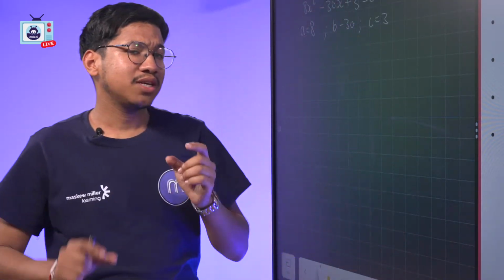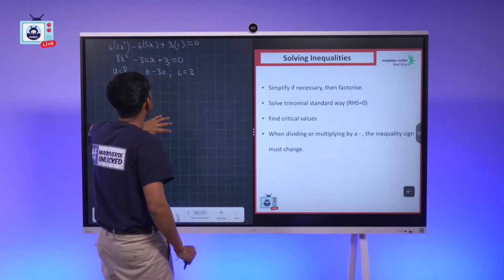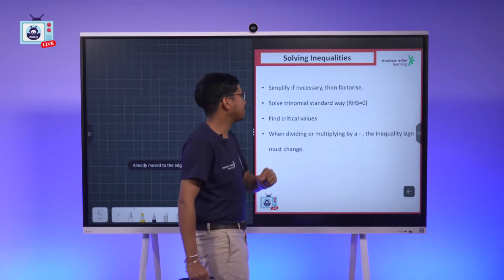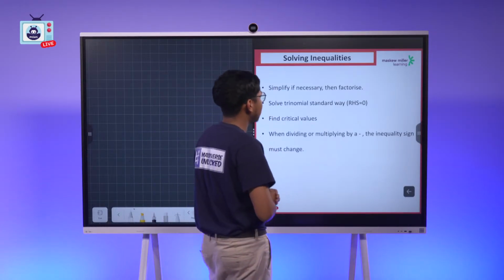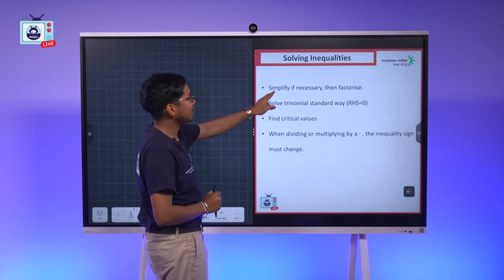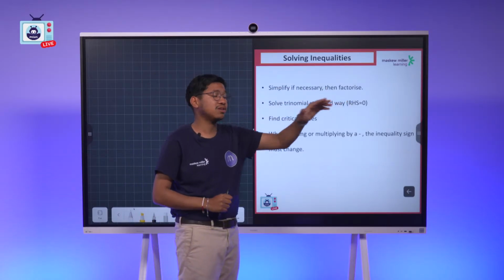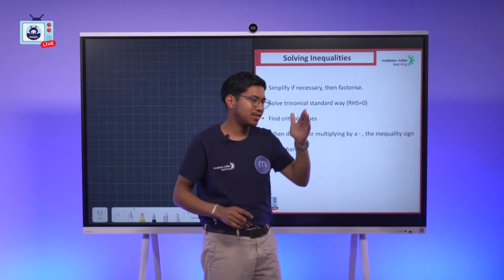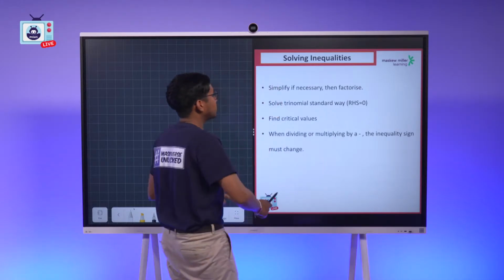Solving inequalities is another new part that you learn in grade 11, all right? And there are just a few steps to know before we solve inequalities, right? Simplify if necessary and then factorize. By simplify, we mean if there are any brackets, get rid of the brackets. If there are any fractions, try to get whole numbers, etc. All right? Then we're going to use factorization.